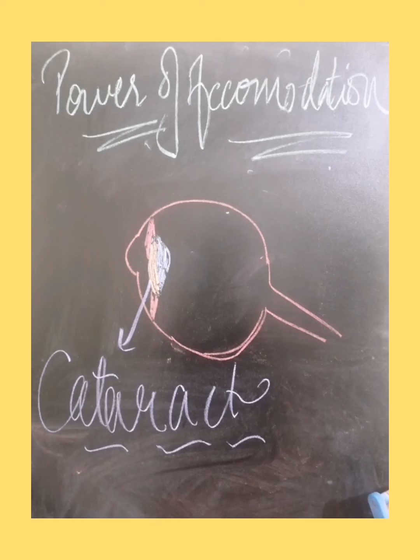Cataract is common in old people. Why? Because the crystalline lens of people at old age becomes milky and cloudy. So what happens? They are not able to see objects clearly. Why? Because there is milkiness and cloudiness on their eye lens. This is called cataract. So this can only be cured by cataract surgery, right?